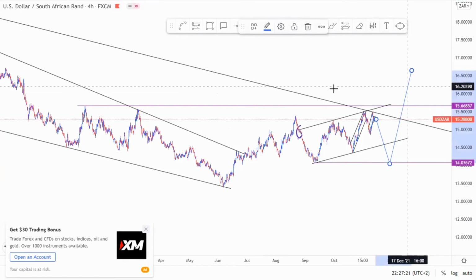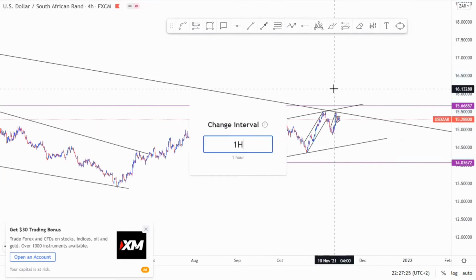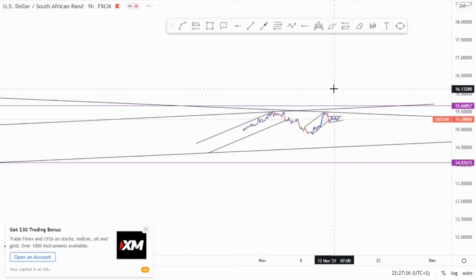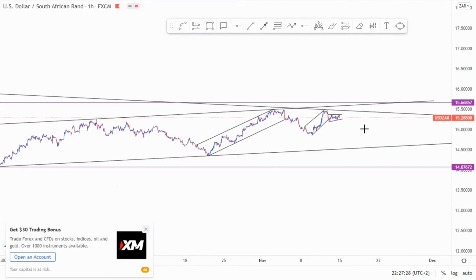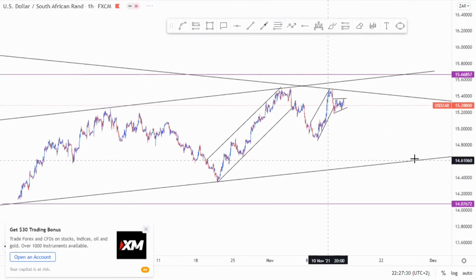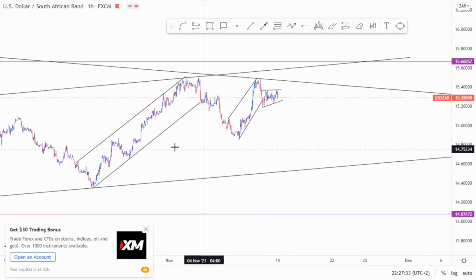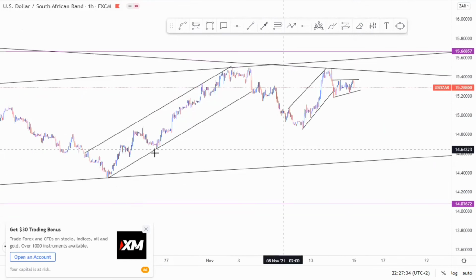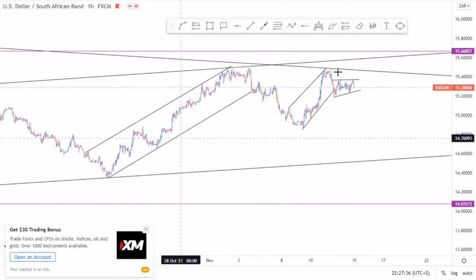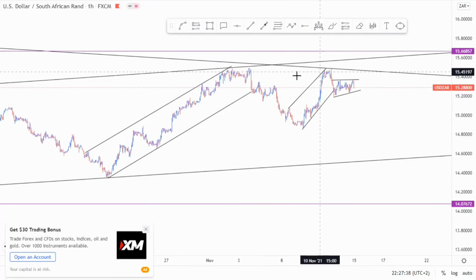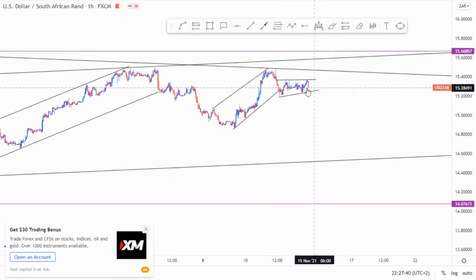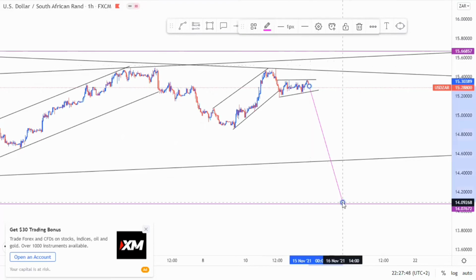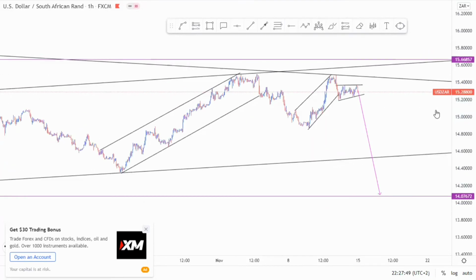But let me go to the 1 hour time frame. On the 1 hour time frame, I see that we have a reversal pattern, breakout, another reversal pattern, and here's a continuation pattern of this reversal pattern, hoping to go to the downside from here all the way to the downside, as you guys can see.